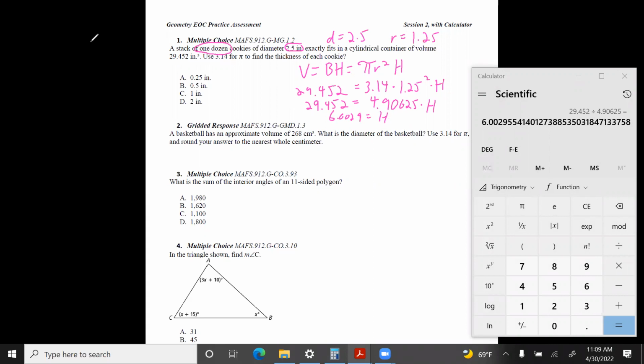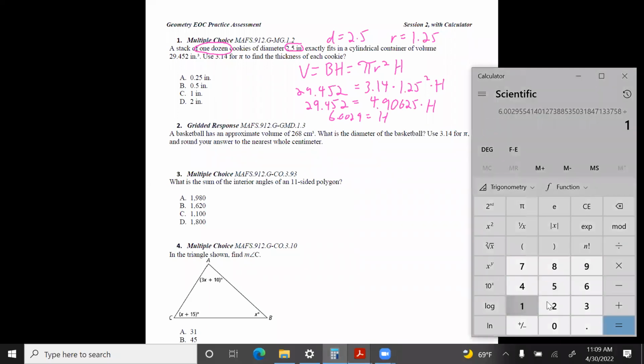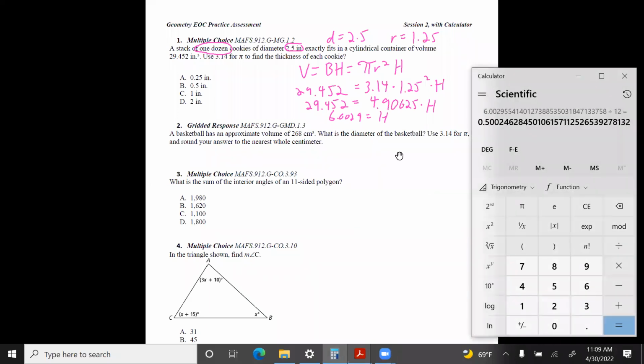So take that height and then divide it by 12. Each cookie is approximately 0.5. So divide that by 12, and you get each cookie is 0.5, which is answer B.